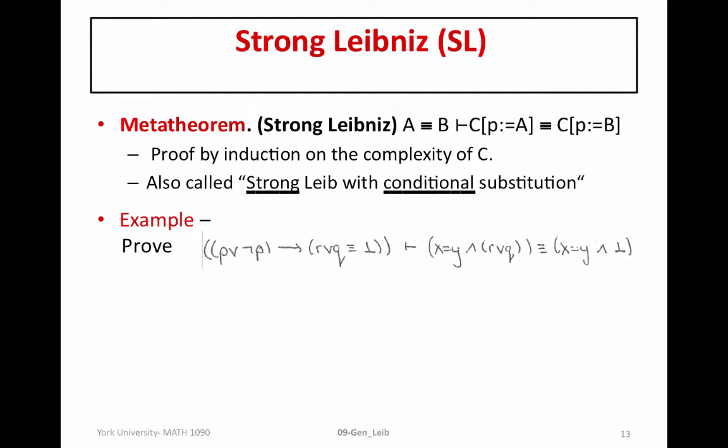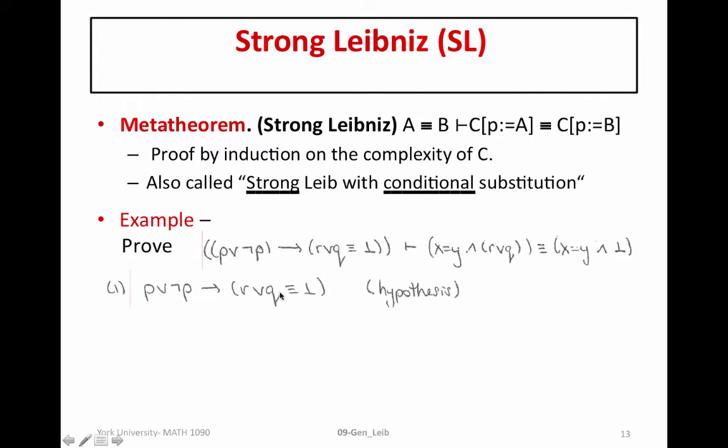So again, just like in other Hilbert-style proofs, we're always going to want to start with our hypothesis. So we want to write P or not P implies R or Q equivalent to bottom as a hypothesis in our theorem. Notice that here's what we're trying to prove. How could we use the hypothesis to help us to do this? So where is Strong Leibniz going to come in, for example? Notice that this hypothesis doesn't help us to establish an equivalence because it doesn't involve an equivalence itself, but in the hypothesis, this part involves an equivalence.